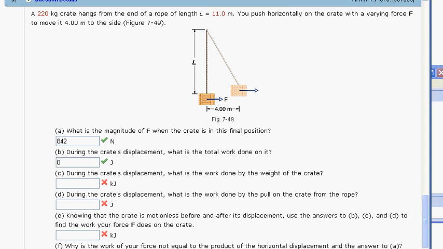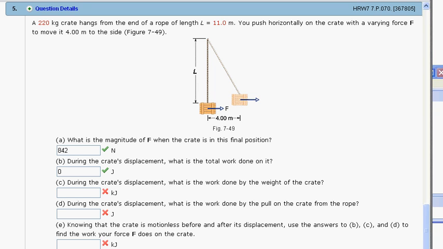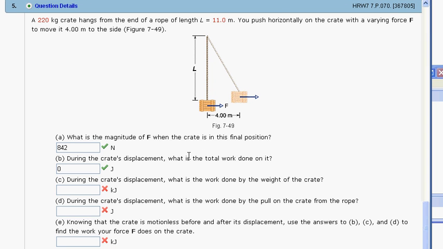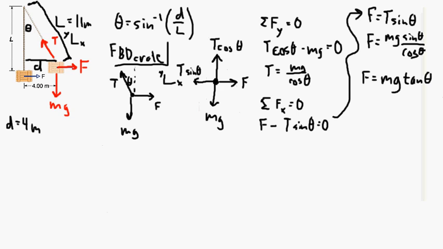During the crate's displacement, let me move this down a little so we can see the whole thing. There we go. Okay. During the crate's displacement, what is the work done by the weight of the crate? So now we actually have to find something else. Let's find the crate's displacement first. Displacement starts here, at this blue dot I've just drawn, and goes up to here. And this is our displacement, which I'm going to call delta R. So what is delta R?